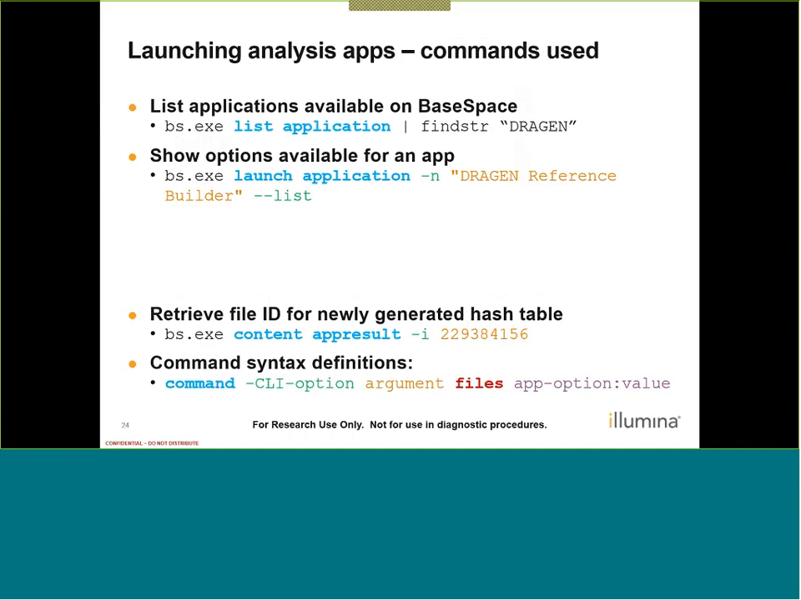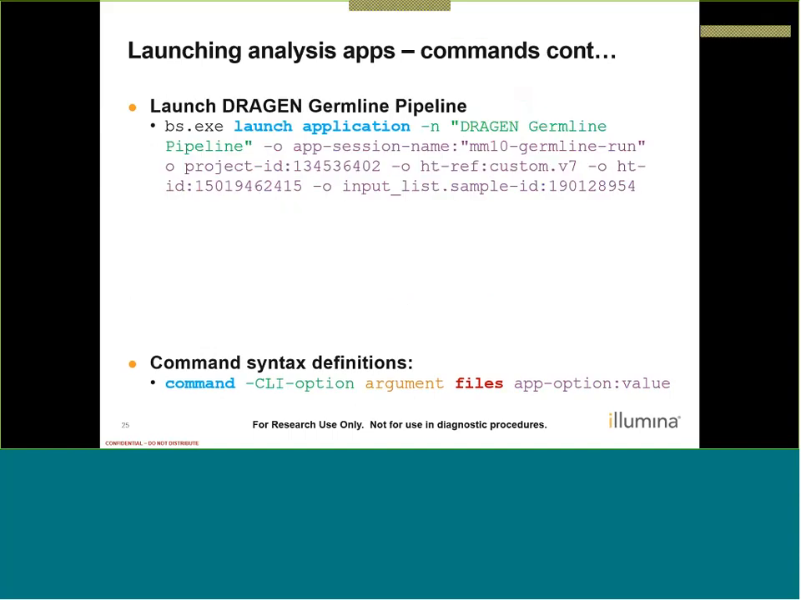And our final command, kind of the culmination of everything, is that we are going to launch the DRAGENT germline pipeline using our newly created hash table and some FASTQ files that we have previously uploaded. And you'll see here that I've highlighted some things in purple, and these are app options. So these are options that are passed to the BaseSpace application itself, not to the BaseSpace command line interface tool. And we'll go over a little bit more of how to properly specify those.